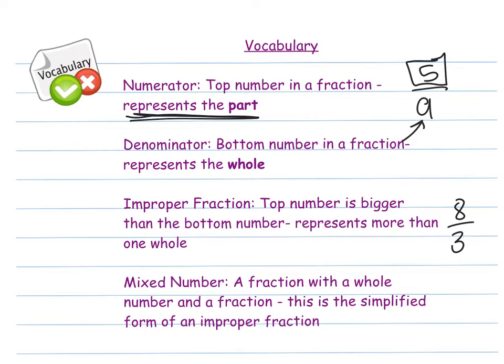It's an improper fraction. A mixed number is a fraction with a whole number and a fraction. This is the simplified form of an improper fraction. So if we have an improper fraction like 8/3, I would write it as a mixed number, 2 and 2/3. And the 2/3 needs to be in simplest form. So if I had something like 5 and 3/9, we would need to simplify the 3/9 for a mixed number. Okay, so make sure you have all of this vocab written down.